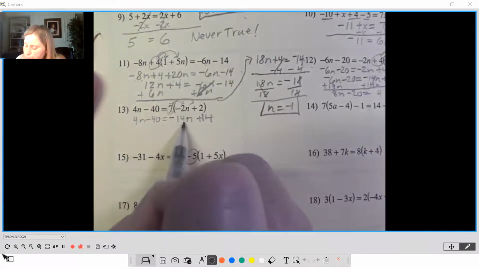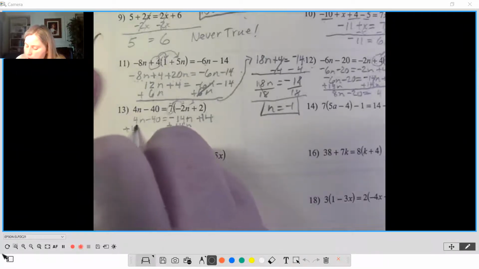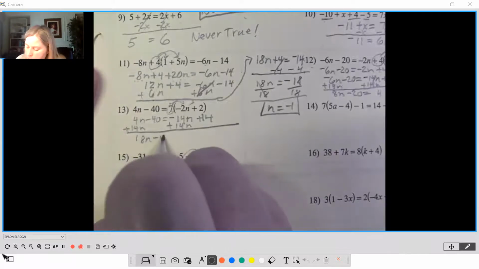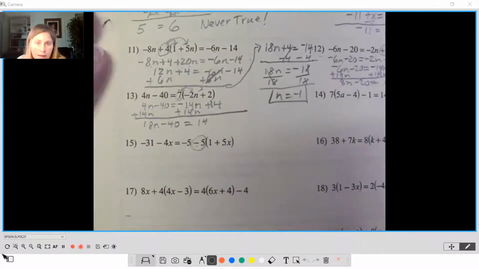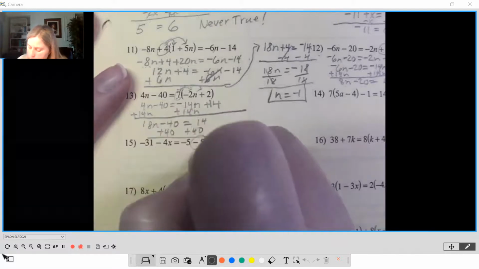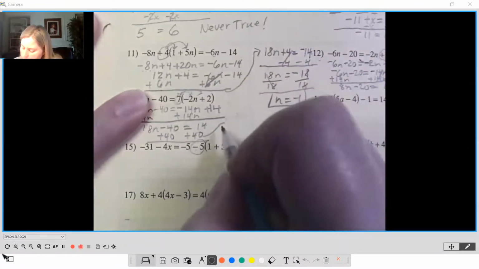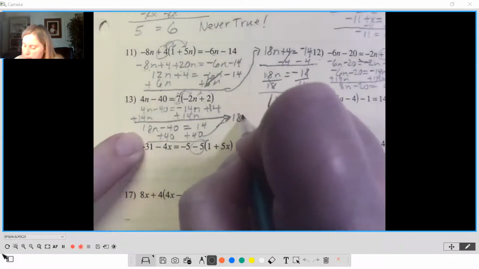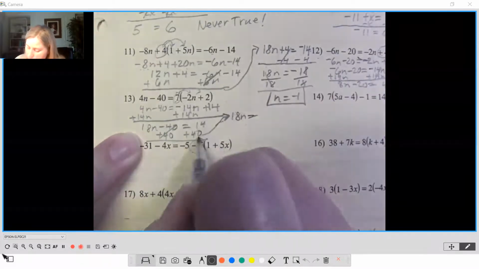Then we're going to get all of our n's together. So we'll add 14n to each side. And this gives us 18n minus 40 equals 14. And then we'll add 40 to each side, that order of operations in reverse. So this gives us 18n. Negative 40 plus 40 is 0 equals 54.